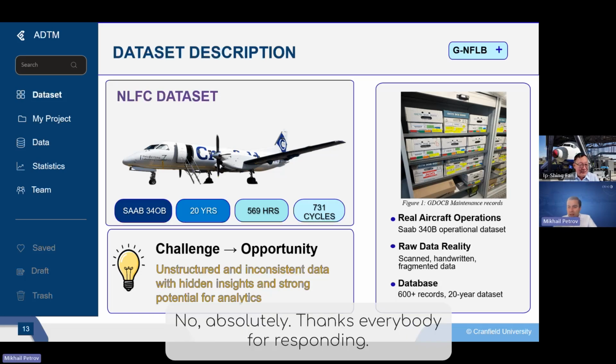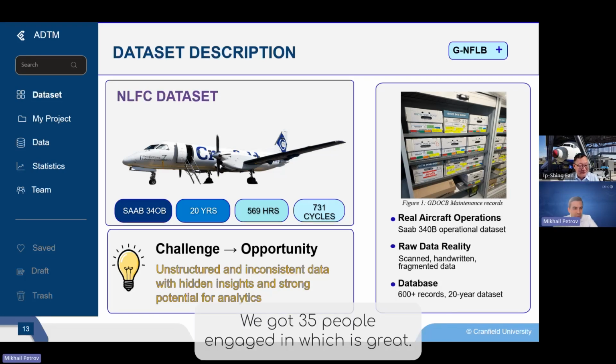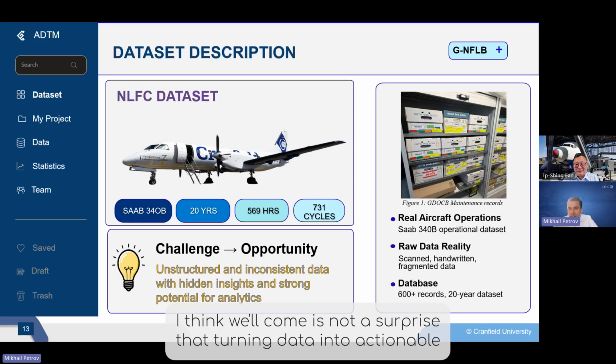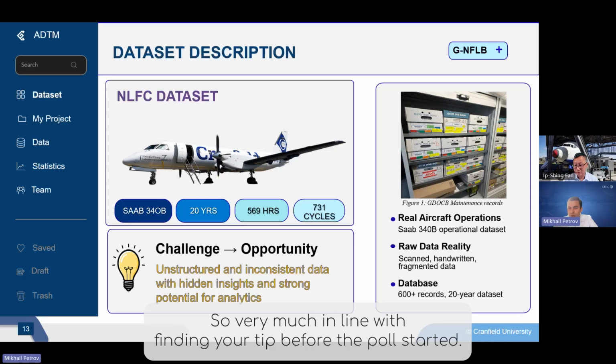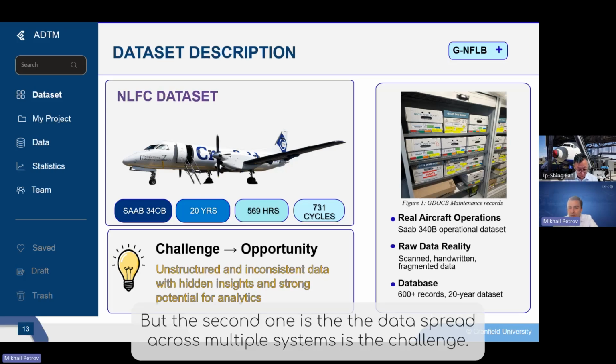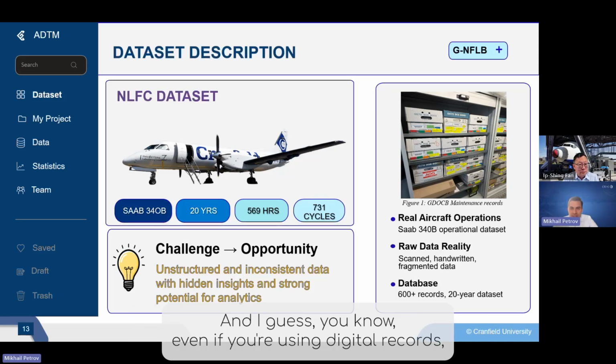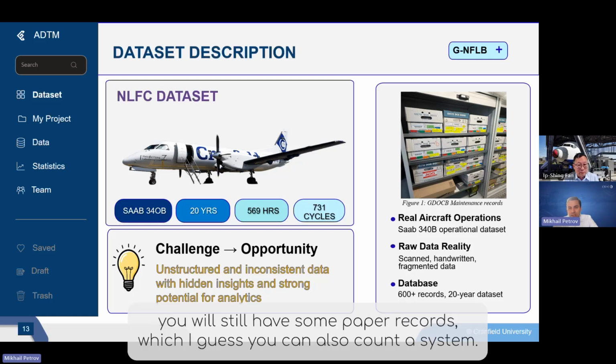Yeah, absolutely. Thanks everybody for responding. We've got 35 people engaging, which is great. I think it will come as no surprise that turning data into actionable decisions was the number one challenge faced by practitioners in the space, very much in line with your tip before the poll started. The second one is that data spread across multiple systems is a challenge. And even if you're using digital records, you will still have some paper records, which you can also count as systems.